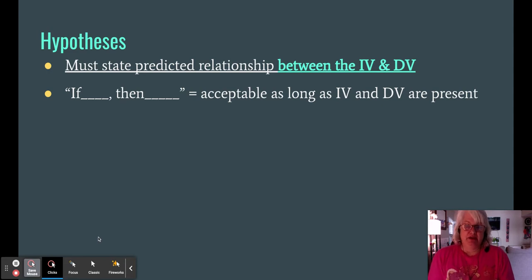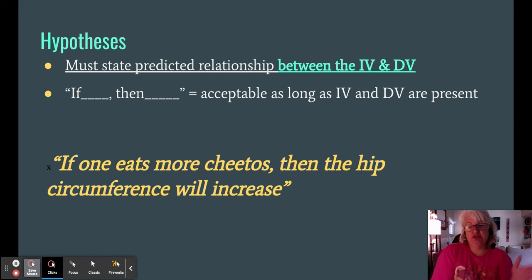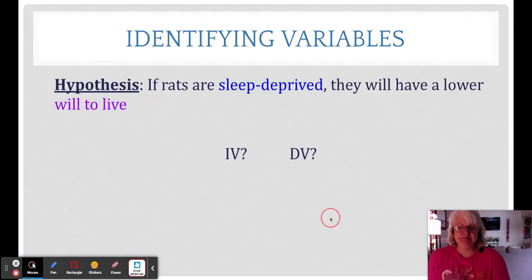When you write a hypothesis, you have to state the relationship between the two. So if you remember, I believed that the more Cheetos you eat, the more your hip circumference will increase. So it's basically a positive correlation and a positive causation, right? Eating Cheetos is going to cause the hip circumference to increase.